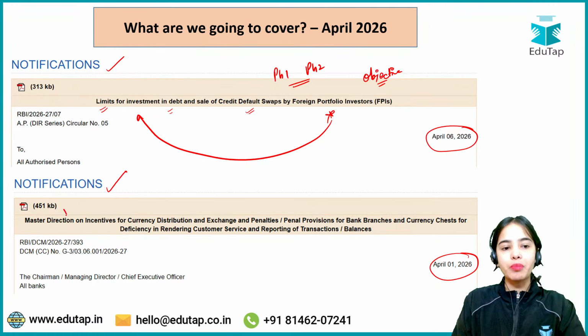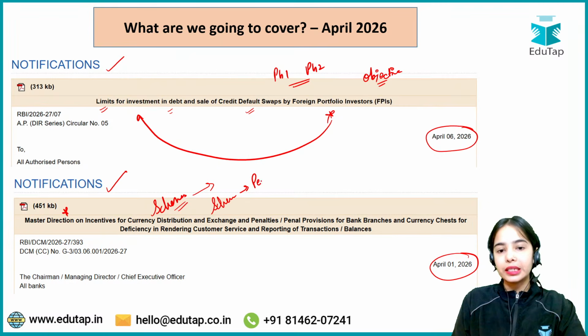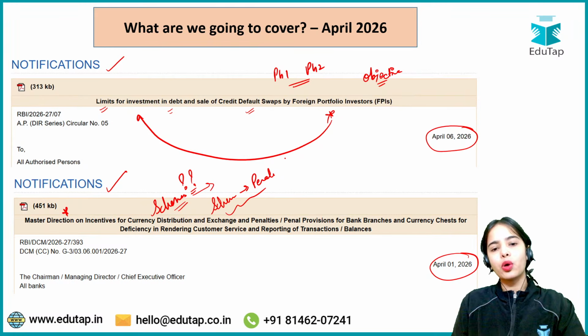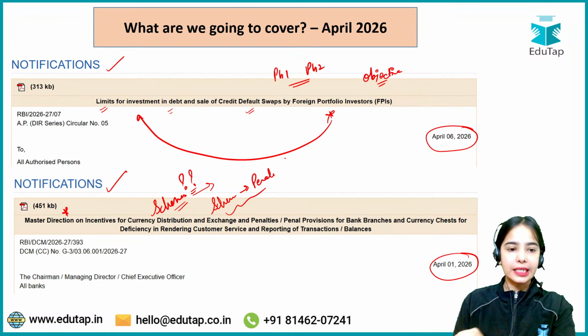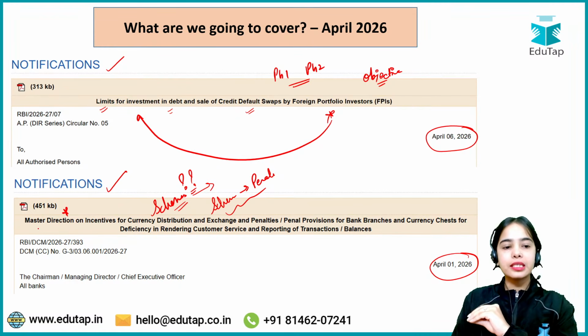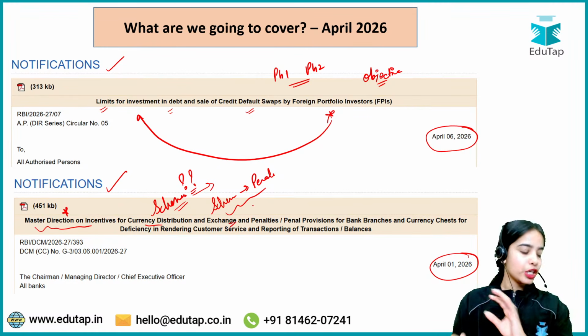Next, we will discuss the master direction where two schemes have been discussed. One is the scheme for the incentives and the other one is the scheme for the penalties. We will discuss what the incentives are, what the data for the incentives is, and then we will also talk about the penalties, but that is for the next session. So today we will discuss the master direction on the incentives for currency distribution and exchange. Okay, so this is the idea for today.